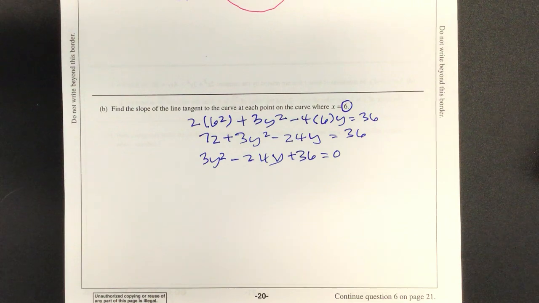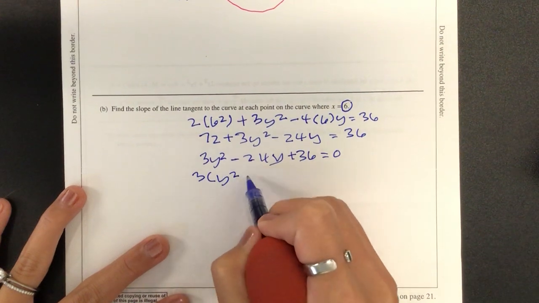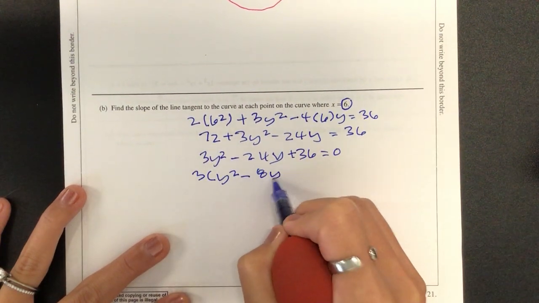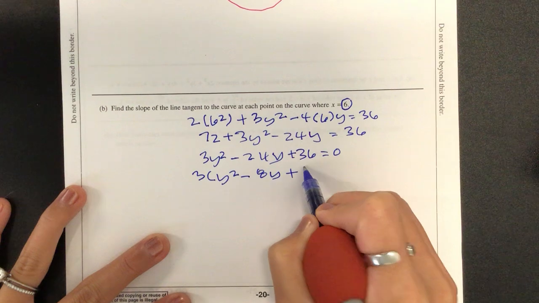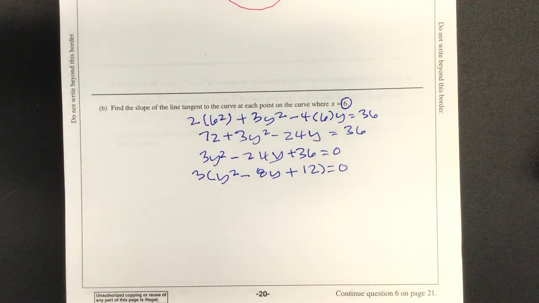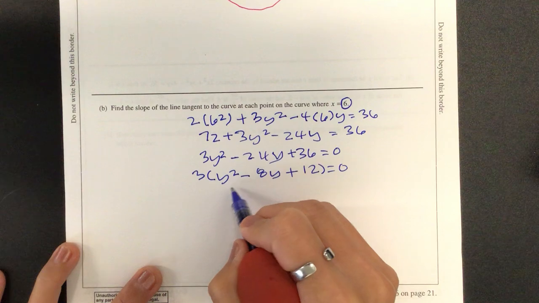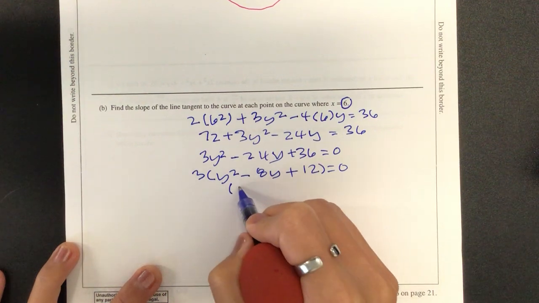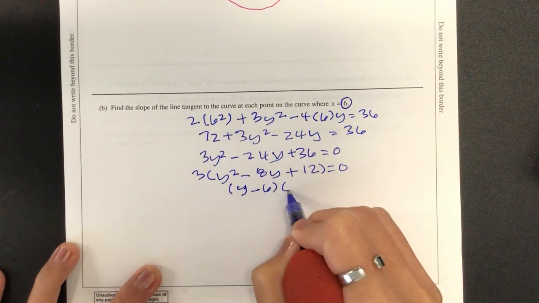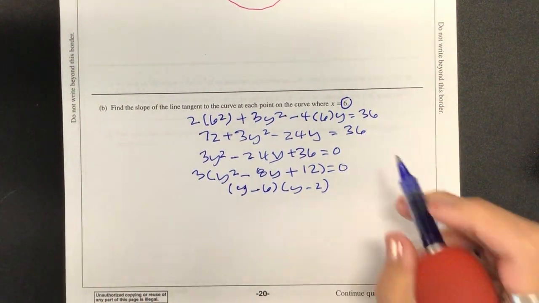All right, what is my GCF between 3, 24, and 36 that I could take out? 3. So that gives me y squared minus 8y plus what? 12. Now let's factor. What two numbers are going to satisfy the product of 12 and sum of negative 8? 6 and 2. What kind of 6? Negative 6. So I'm going to say y minus 6 and y minus 2.